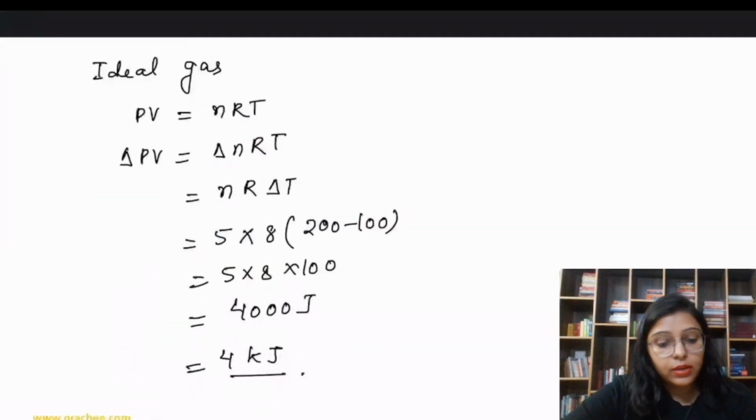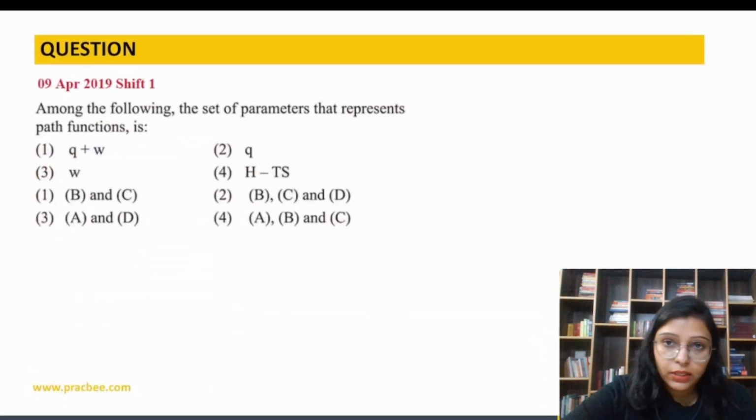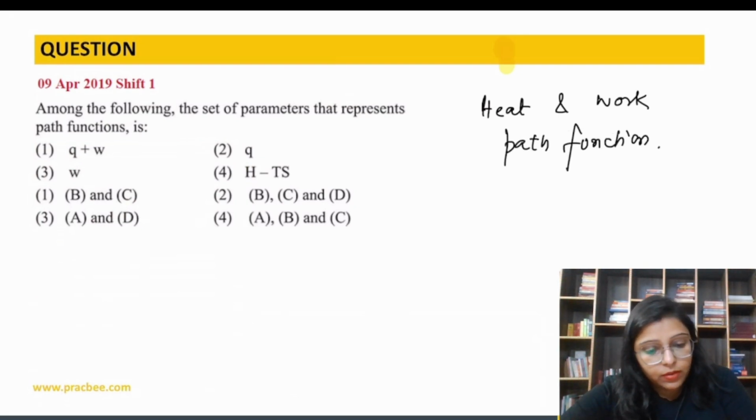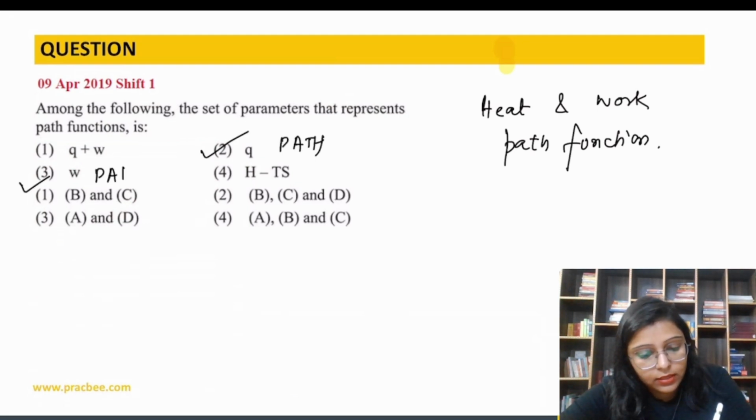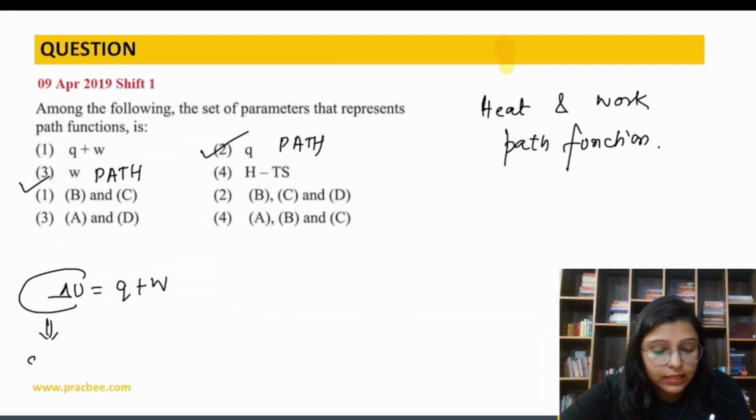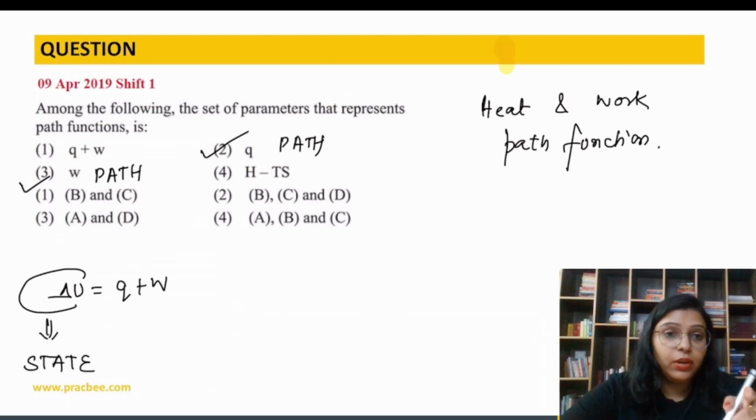Now let's do the next question. Among the following, the set of parameters that represent path functions. So path functions, we know that. What are path functions? Heat and work, right? So they are path functions. So this is a path function, yes. This is a path function, yes. Let's see Q plus W. So what is Q plus W? Delta U. But internal energy change is a state function. That's why we can find delta U.